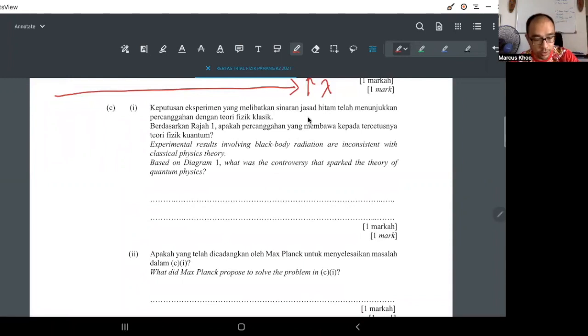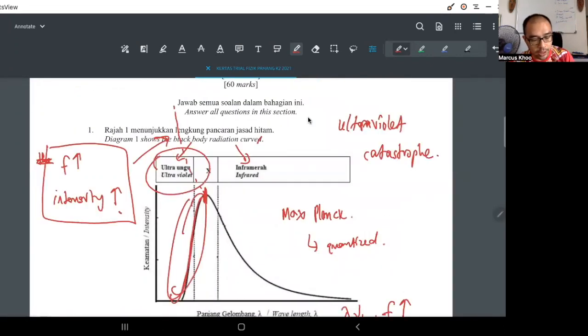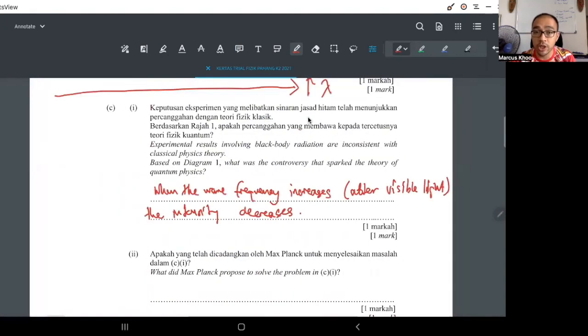So the controversy that sparked this is that when the wave frequency increases, after visible light, the intensity decreases. In theory, the intensity is supposed to increase, but after they did the experiment, we find that the intensity decreased. Seperti yang ditunjukkan di sini lah. So that was the controversy.